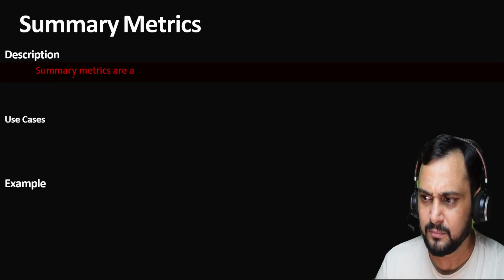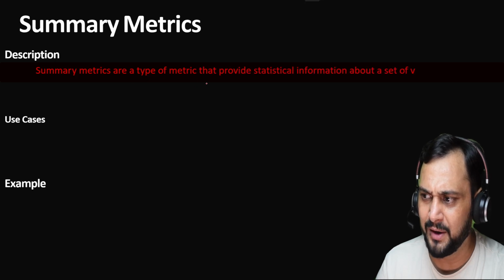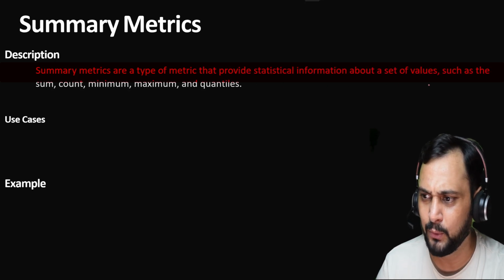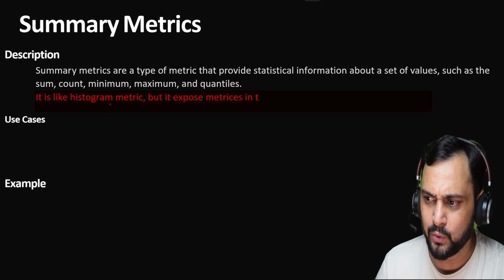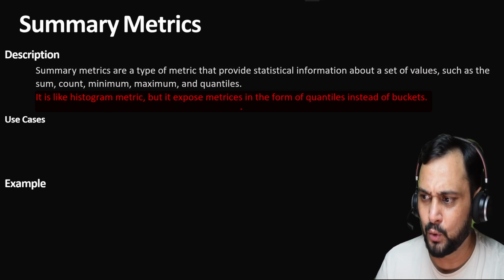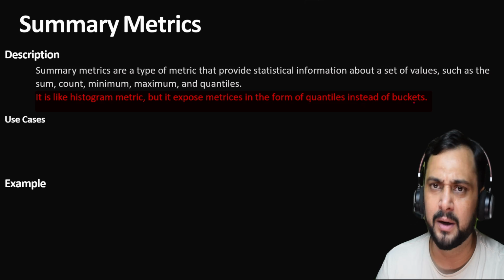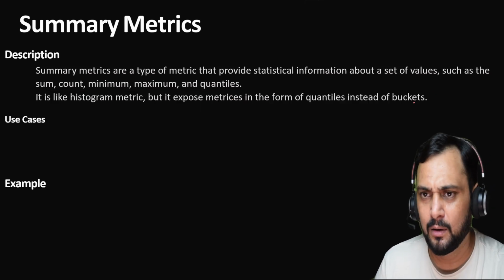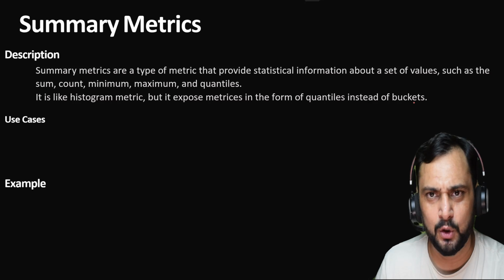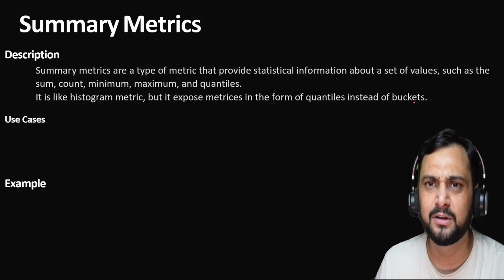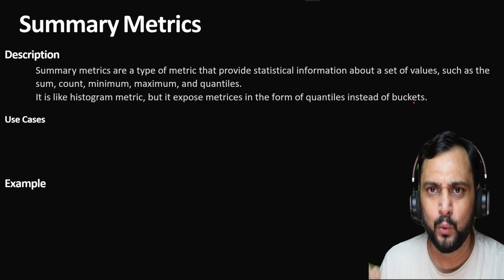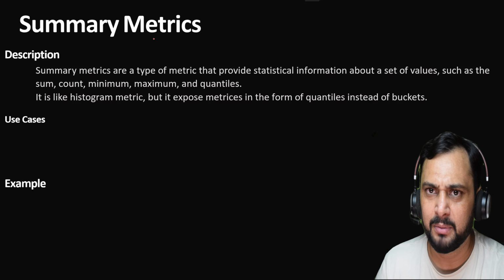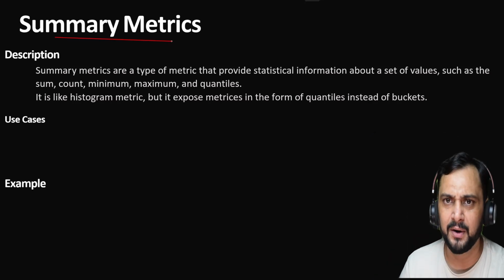Summary metric. Summary metrics are a type of metric that provides statistical information about a set of values, such as the sum, count, minimum, maximum, and quantile. It is like a histogram metric, but it exposes metrics in the form of quantiles instead of buckets. In layman's language, we can say how much percentage took 0.5 second, how much percentage of queries fall inside that bucket. Sometimes we want to know the percentage value, right? Whenever we need a percentage value we always use a summary metric.